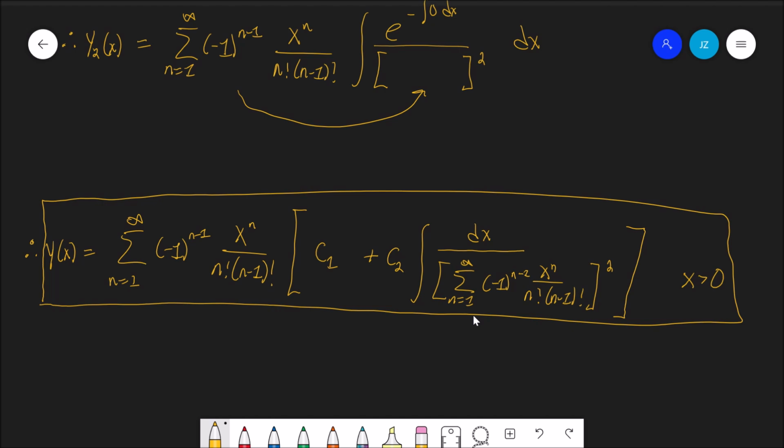For algebra simplicity, choosing your center to be 0 is always the right way to go. However, if 0 is a singular point, you can see you have a little bit more tediousness to go through. In my opinion, this method, the method of Frobenius, is still algebraically simpler than trying to center your solution about a point other than 0.